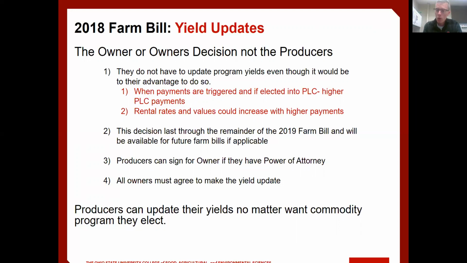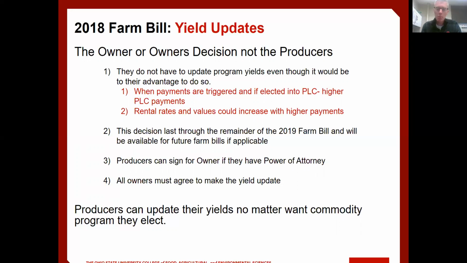Producers can sign for their owner if they have power of attorney, but it is the owner's decision. And then everybody must agree. All owners that are listed on the FSA ownership line have to agree. If they don't agree, there are dispute processes, but all owners have to agree. It is the owner's decision.